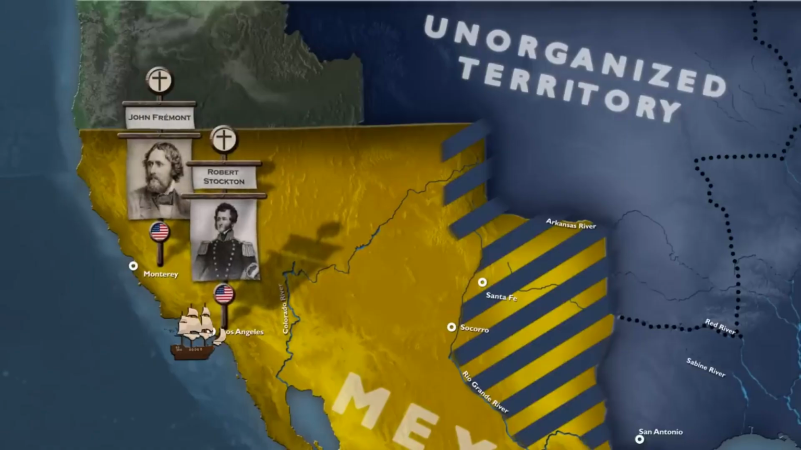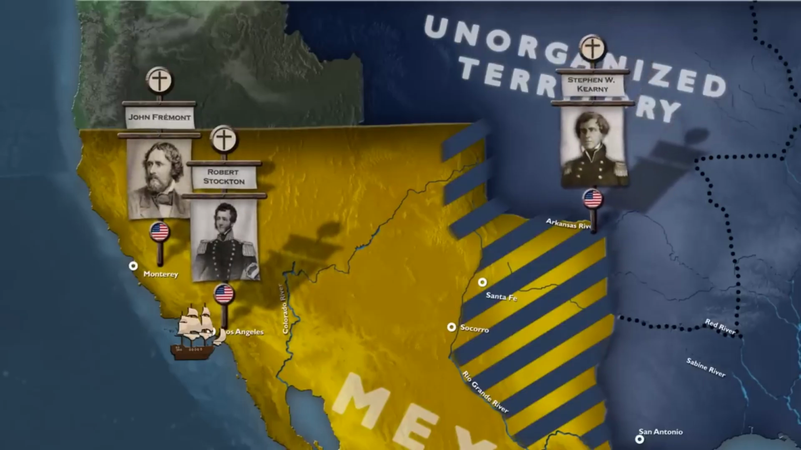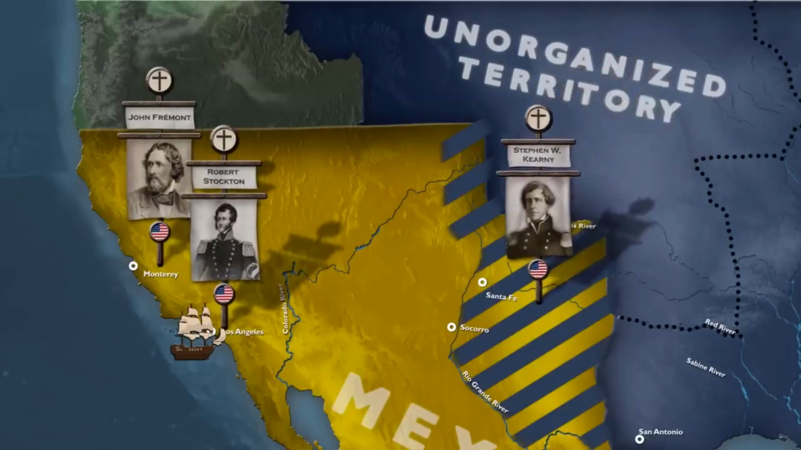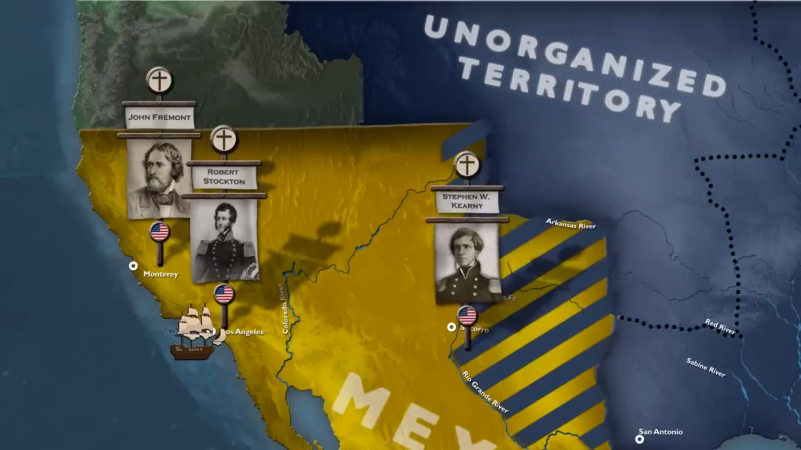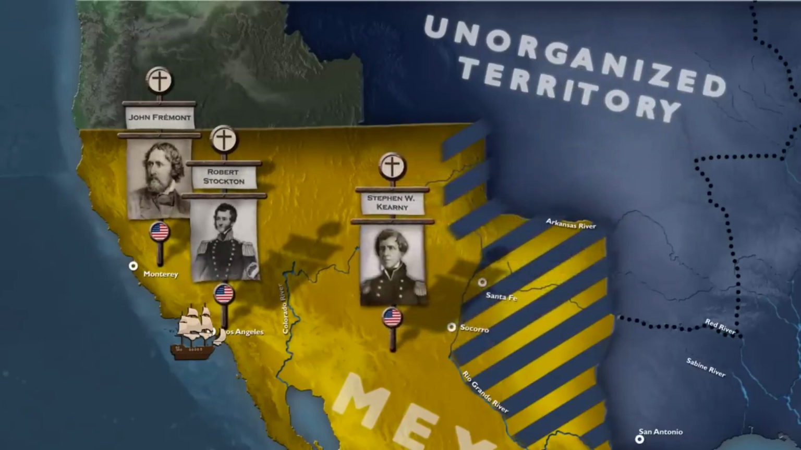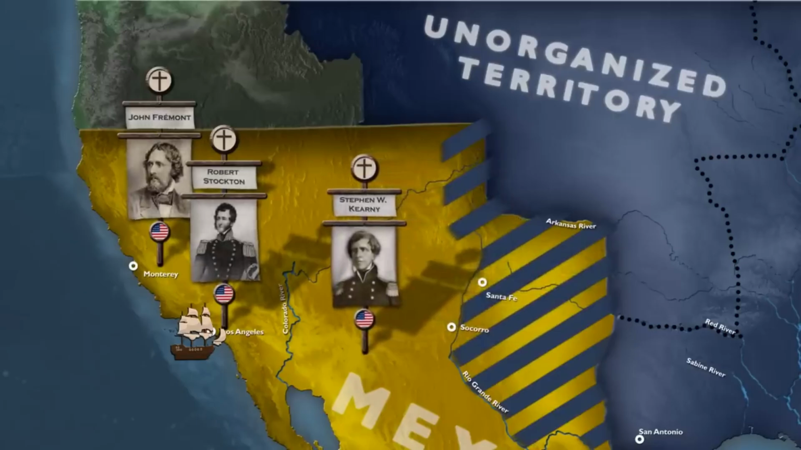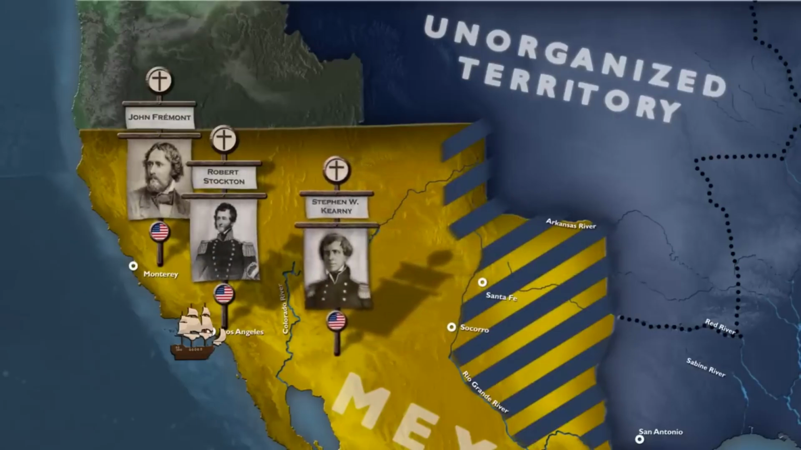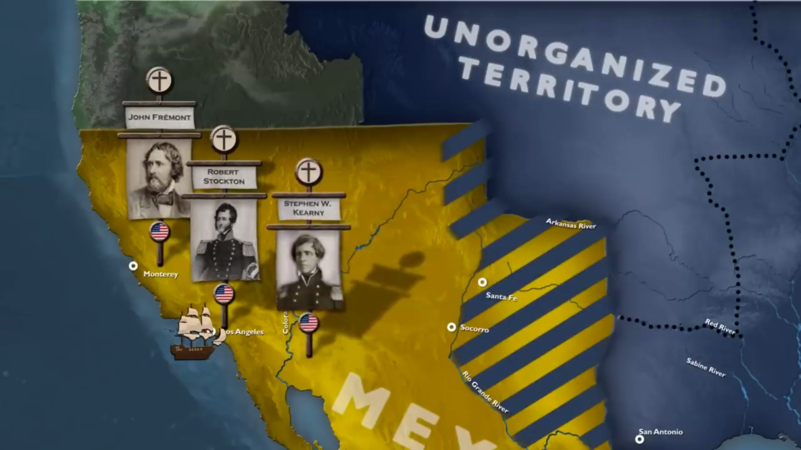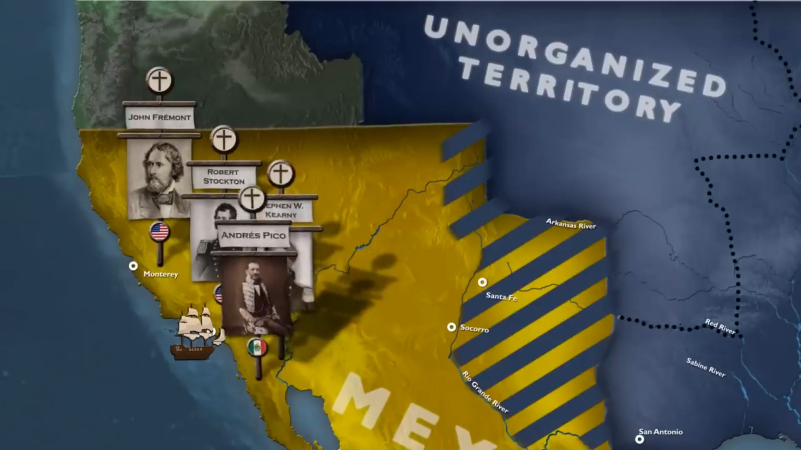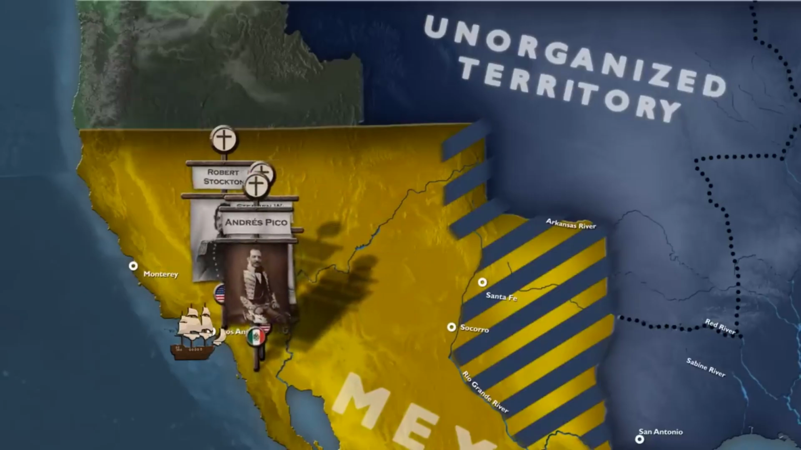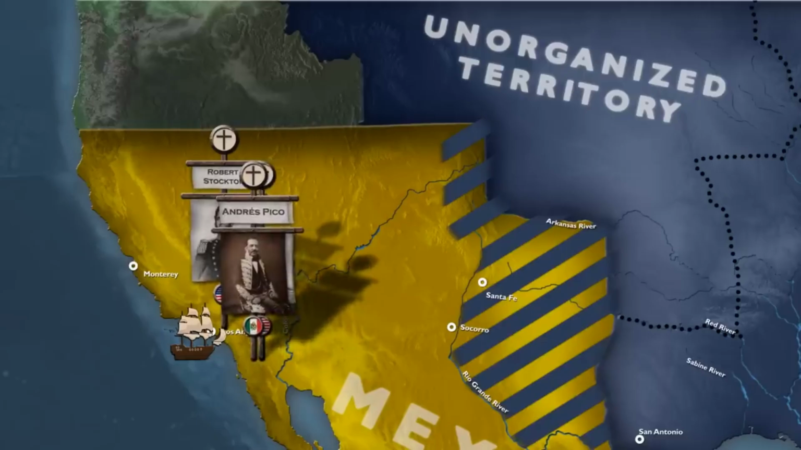Unlike open-field battles, Monterrey required urban combat. American soldiers had little experience fighting in city streets. Mexican defenders occupied fortified buildings, rooftops, and defensive positions throughout the city. As American troops advanced through the streets, they came under heavy fire. Casualties mounted on both sides. House by house and block by block, the battle became a brutal struggle for control.